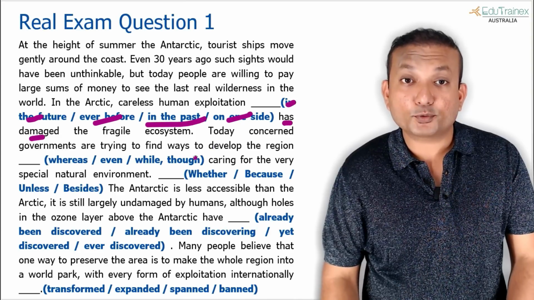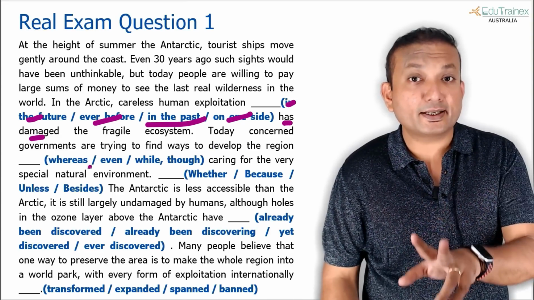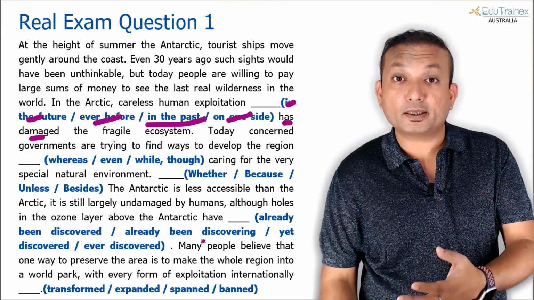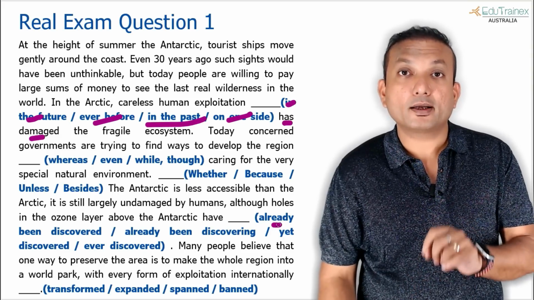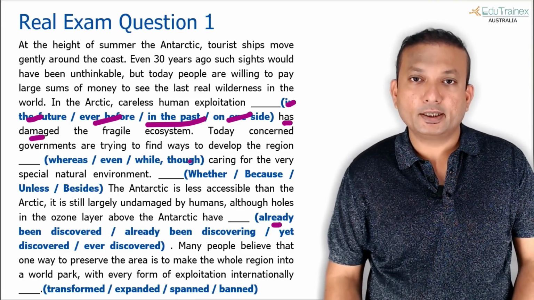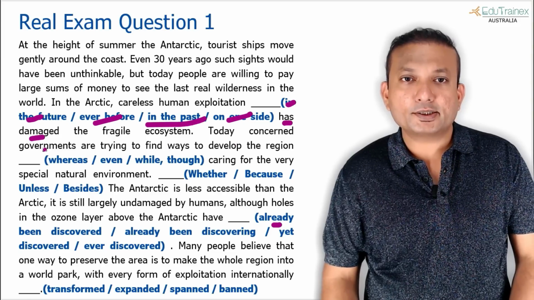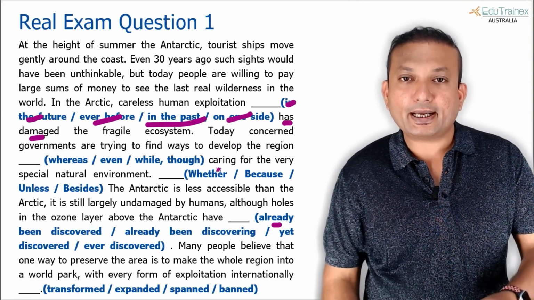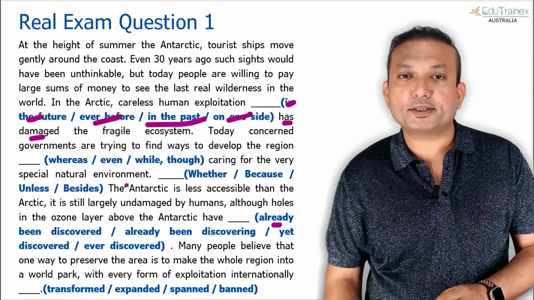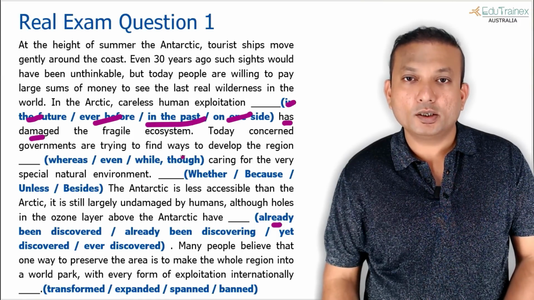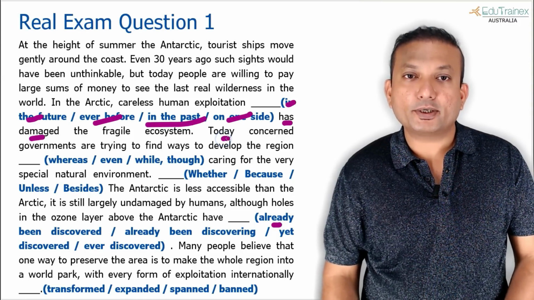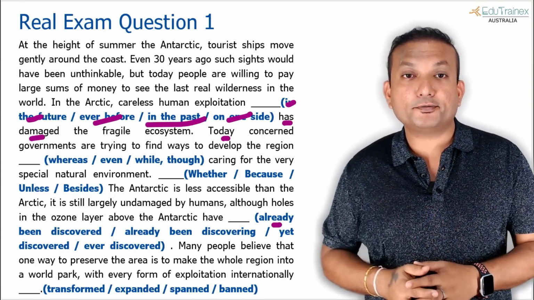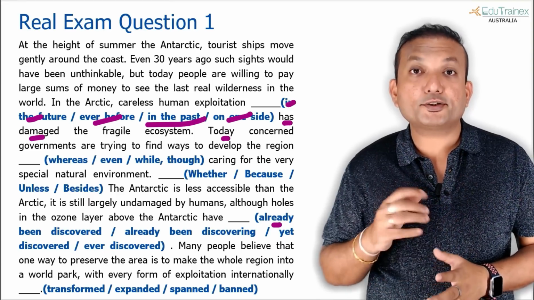Okay, let's look at the next one. This one just has single options. The very next one as well has single options, but this one has double options. So let's keep doing the questions. Today, concerned governments are trying to find ways to develop the region dash caring for the very special natural environment.